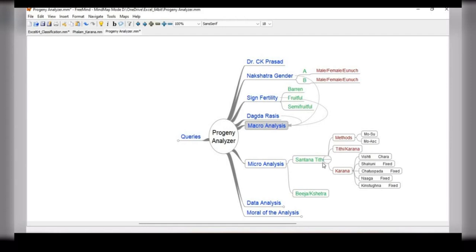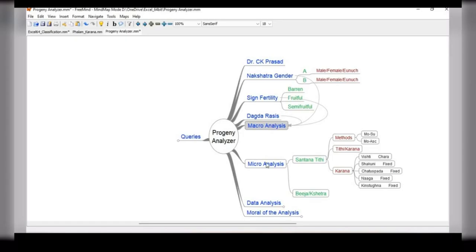Some softwares give this, but very few of them give it, and even then only for one method. We have multiple methods here, so all that can be checked together. And the Bija Kshetra Sputa is a different topic in the microanalysis that he brings about. It is very nicely compiled on how to compute all this.